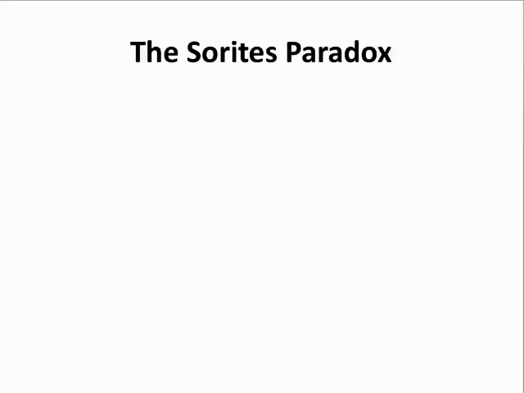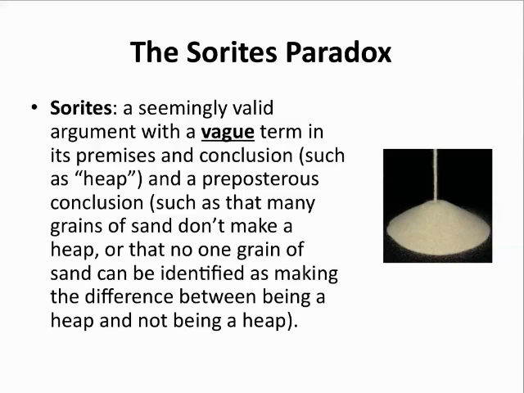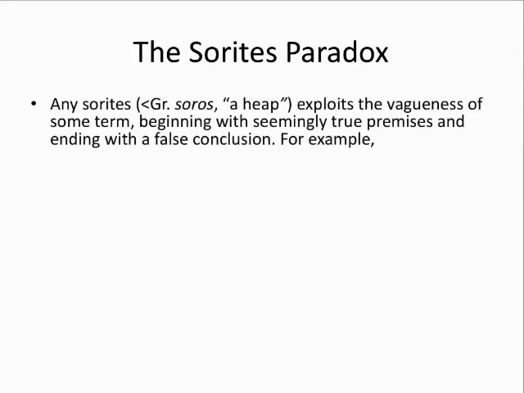Our previous discussion of vagueness brings us to a very famous puzzle which arose in antiquity, namely the so-called Sorites paradox. The term Sorites, which means heap or pile in Greek, refers to a seemingly valid argument that uses a vague term in both the premises and the conclusion. While the premises seem to be true and the inference seems to be valid, the conclusion nonetheless appears to be preposterous.